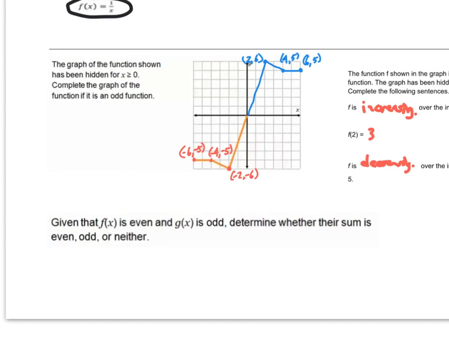And then the last one, we're going to talk about that one in class. So just skip this one for now. Let's get started on the assignment and the quiz.